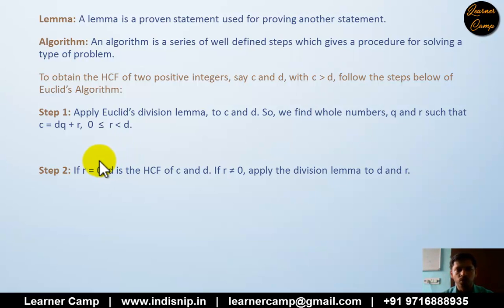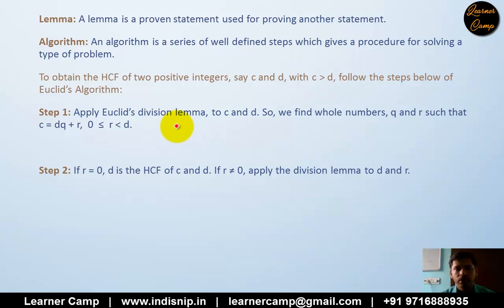Step number 2. If r is equal to 0, that means the remainder is 0, then d is the HCF of c and d. Then in step number 1 we directly get the value of the HCF. If r is not equal to 0, apply the division lemma to d and r. Then if the remainder doesn't come to be 0, we again apply Euclid's division lemma, but in this case we apply it to d and the remainder r.